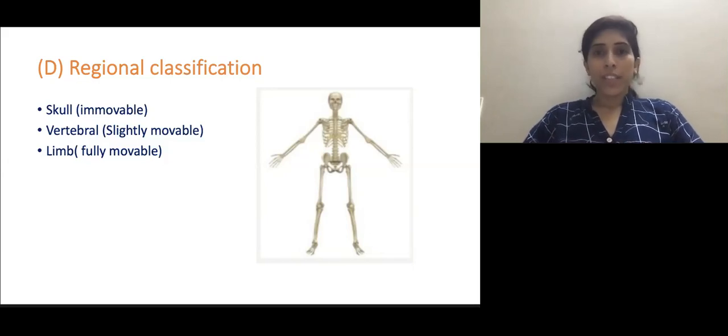For further detail, you can refer to Joint Structure and Function by Cynthia Norkin and another book, that is B.D. Chaurasia. You can refer, and in detail it is given about the joint classification.